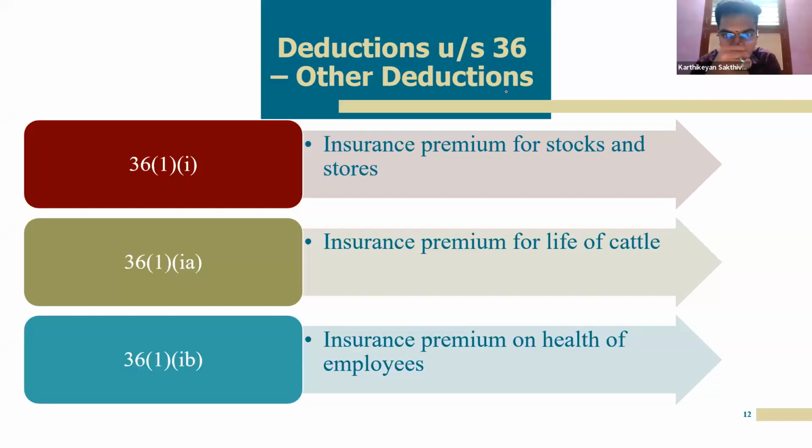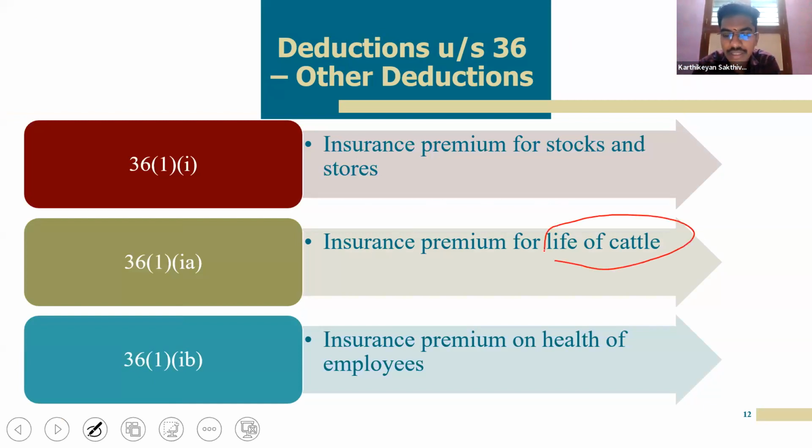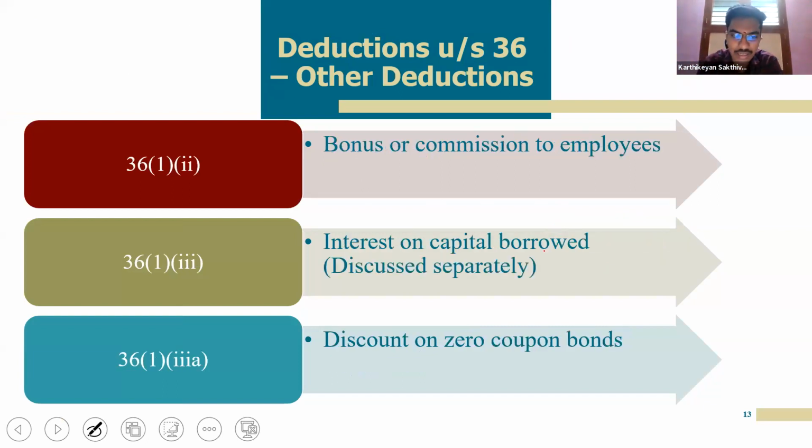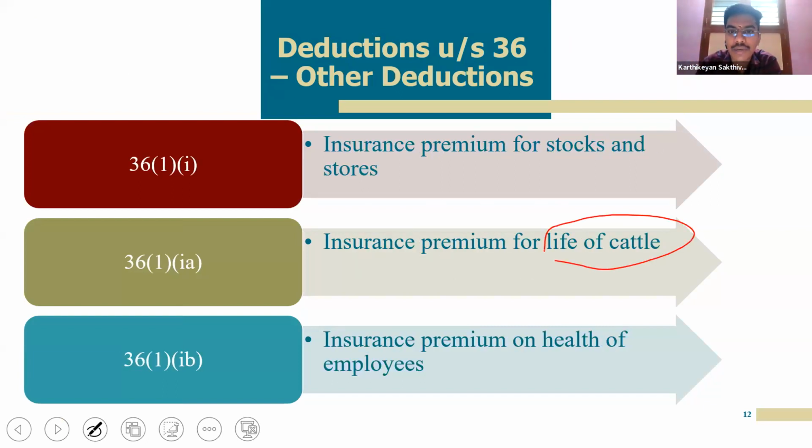So these things are some other deductions part. These are not that important. Just for the sake of completeness, I'm just doing this. Whatever is the insurance premium for stocks and stores, it can be claimed as deduction under 36(1)(1). Don't remember the section numbers and all. It is not required. So whatever is the insurance premium paid on the life of the cattle, it can also be claimed as deduction. ஸோ இந்த நம்ம லிஸ்ட்ல பாக்குறதுலாம் என்னன்னா எதுலாம் நம்ம டிடக்ஷனா கிளைம் பண்ண முடியும் அப்படின்றத பார்த்துட்டு இருக்கோம்.